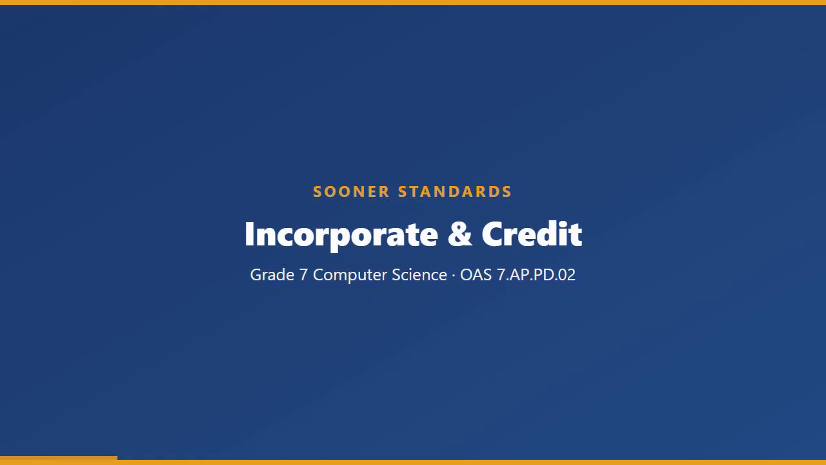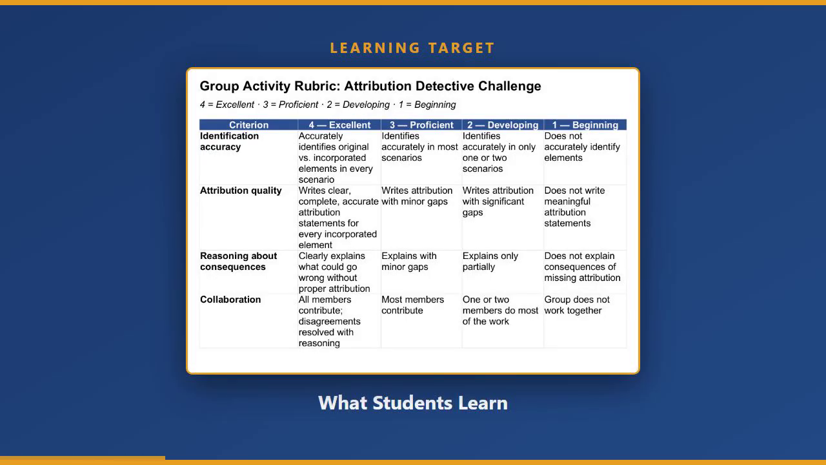Sooner Standards: incorporating existing code with attribution. A complete grade 7 computer science unit for Oklahoma Standard 7.AP.PD.02. Students learn to incorporate existing code, media, and libraries into original programs of increasing complexity and give attribution.